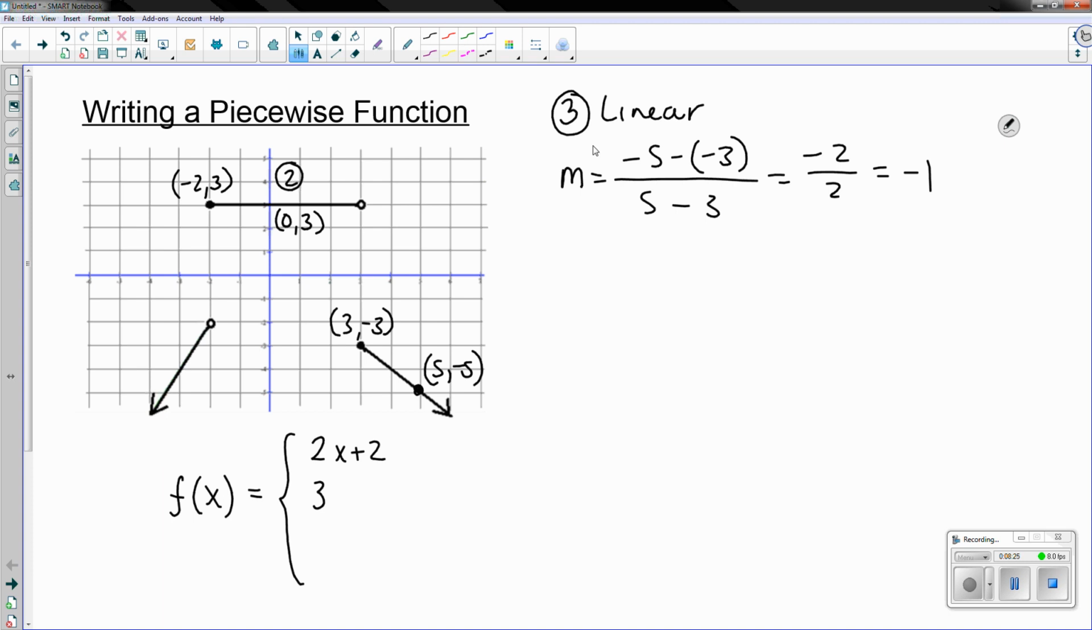Point it passes through, I could use either of those 2 points. So let's say we use 3, negative 3. So we're going to do y minus the y-coordinate it passes through, so minus the negative 3 becomes plus 3 equals the slope, x minus the x-coordinate. We want to solve this for y because our piecewise is solved for y. So we're going to distribute this negative 1, and then at the end we're going to move over that plus 3. So we're going to get y equals negative x plus 3, and then minus 3, we'll just have negative x.